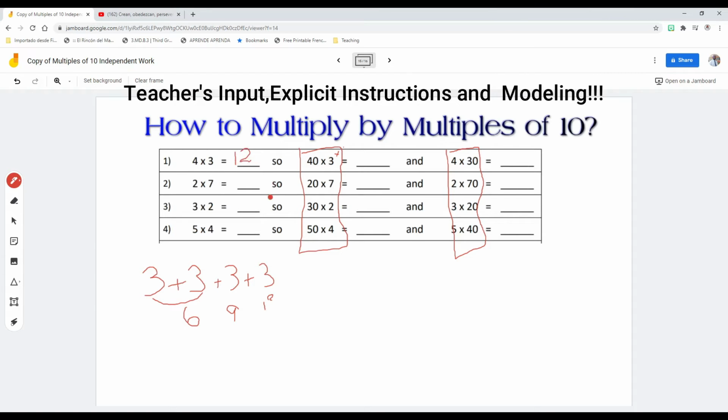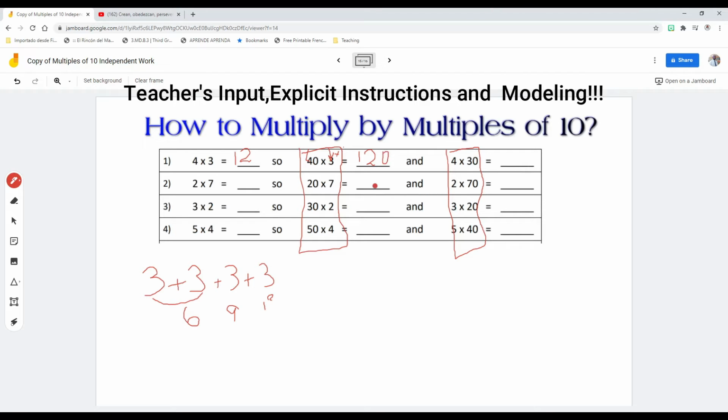But now what happens when you add a 0 to 4 to become a multiple of 10 and you multiply that number by 3? It is the same principle. Remember step 1: you multiply this digit by this one, which will be 4 times 3, and we make it 12. Then we are going to add 0 to 12, and that becomes 120.